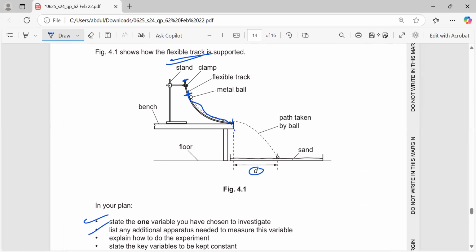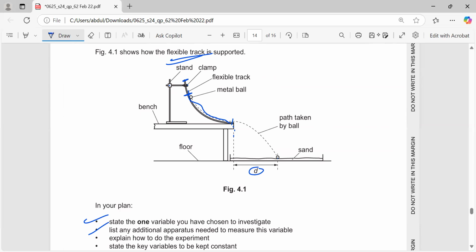You can adjust the flexible track as shown in the figure, then mark a point on the track and let the ball roll from that point and measure the horizontal distance the ball traveled. Then repeat the same procedure with balls of different masses. That is how you will perform this experiment. How will you be performing this experiment?